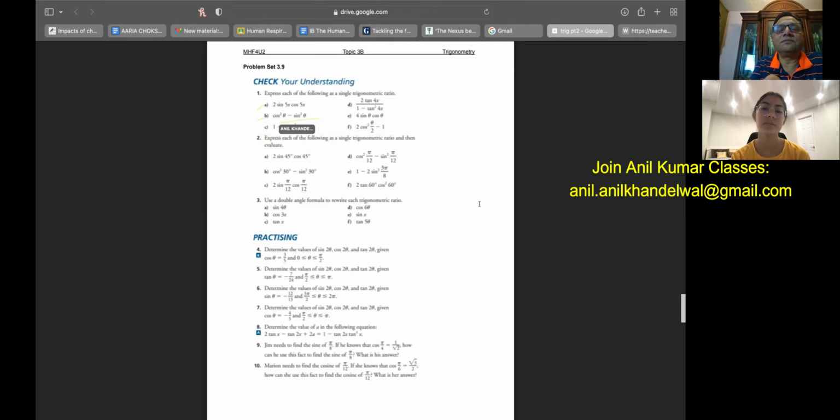Cos 2 theta, right? This one is just your cos 2 theta formula. This is the tan 2 theta formula. These are straight formula. I see, the 2 just refers to the sine formula, because that's just sine 2 theta. So it's 2 sine 5x cos 5x, with 5x being your theta value, because 2 times 5 is 10, so you just find the sine of 10x.